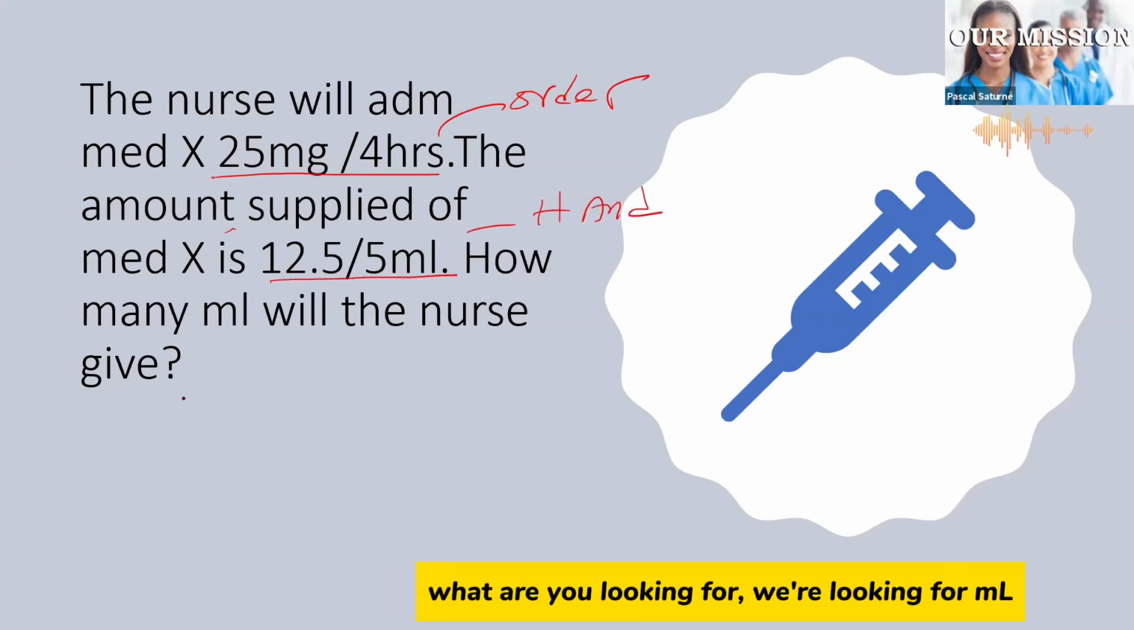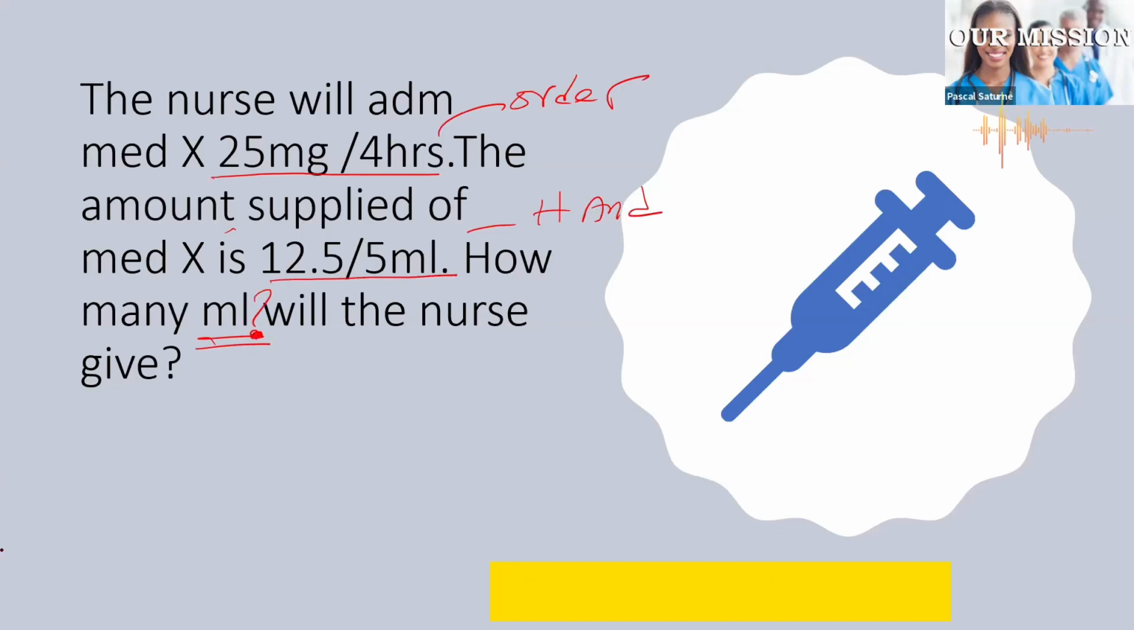What are you looking for? We're looking for ml. This is where you're going. This is what they're asking you to do. Do you need to do any conversion? Do you need any equivalent? No. Milliliter is where I'm going. If milliliter is where I'm going, then milliliter would be in the numerator.